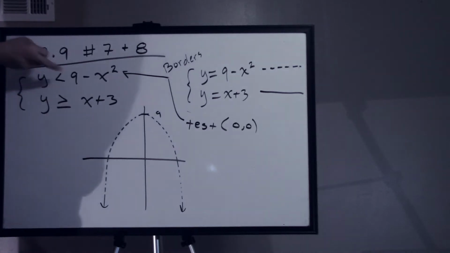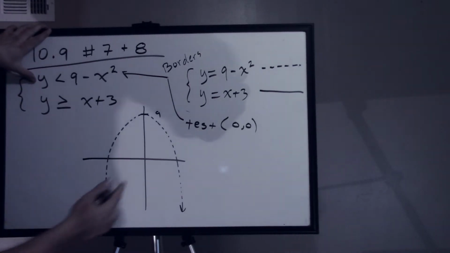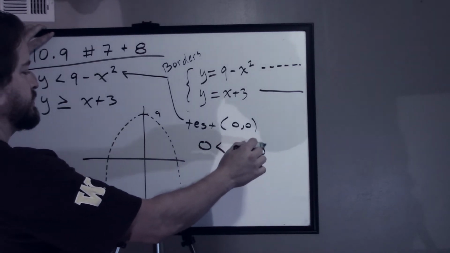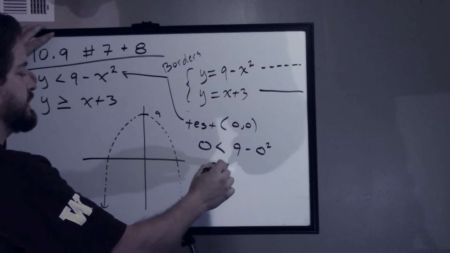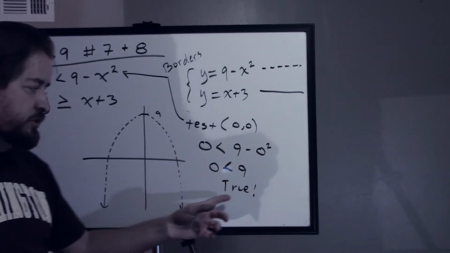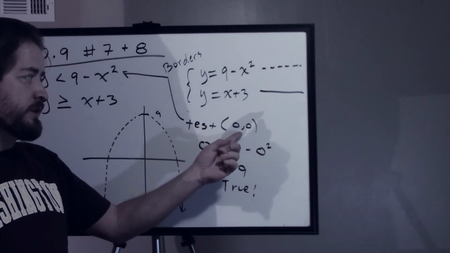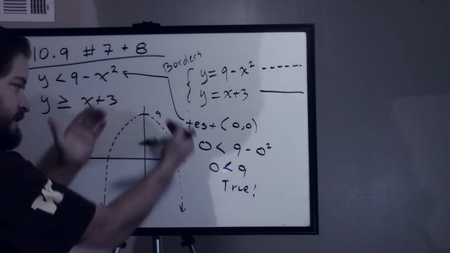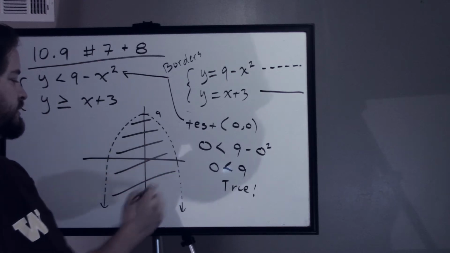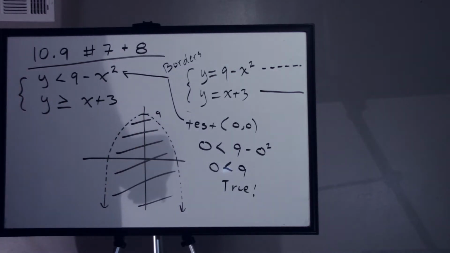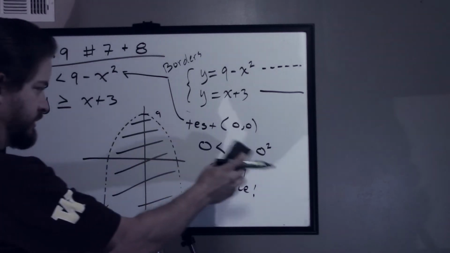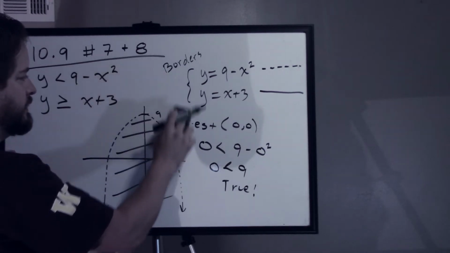So I'll plug 0, 0 into here and see if it's a true or false statement. So that gives me 0 is less than 9 minus 0 squared, or 0 is less than 9. This is true. Because it's true, that means I'm going to shade where 0, 0 is in this region. So it's inside this parabolic arc, and so my solutions to the first it's somewhere in this area here.